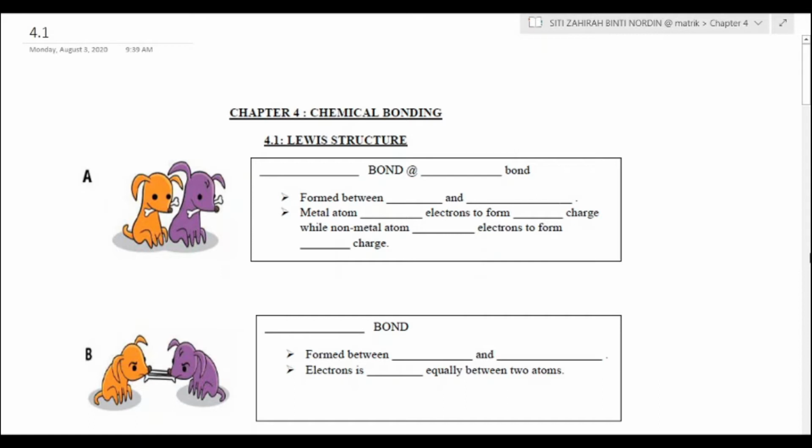Chemical bonding. Before we start with all of the questions, you have to know the difference between ionic bond, also called electrovalent bond. It is formed between metal and non-metal, where the metal atom will donate electrons to form a positive charge, while the non-metal atom will receive electrons to form a negative charge.